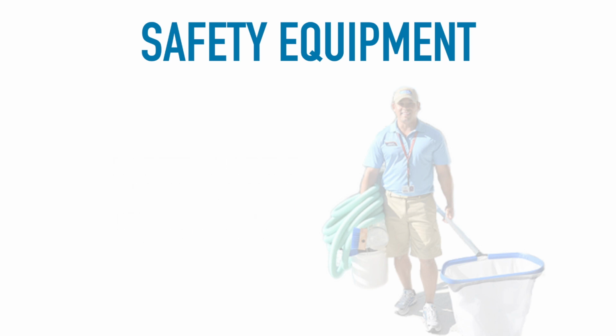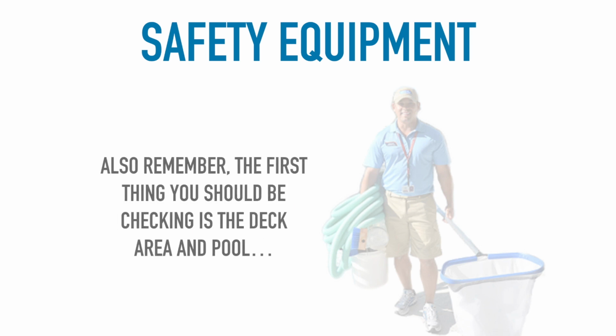Now, the next one you're going to want to write down is that the first thing you should be checking is the deck area and the pool, according to the exam. The correct answer is the deck area and pool. One of your other options is going to be gates and barriers. You're going to use common sense and say, well, the first thing I interact with at my property is the gate and barrier, so that's the obvious answer. Well, unfortunately, that's not the obvious answer.